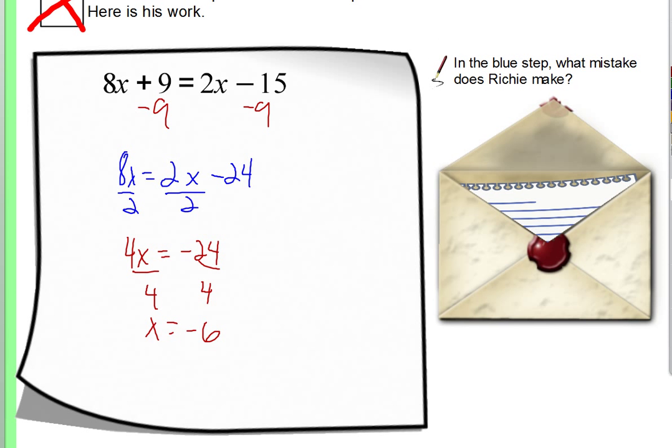So here's an example of a mistake that I'm seeing a lot, and I want to help you to not make it. Okay? So let's talk about it quickly. Look at the work, and in the blue step, what mistake does Richie make? Just think about it for a minute. Ponder.